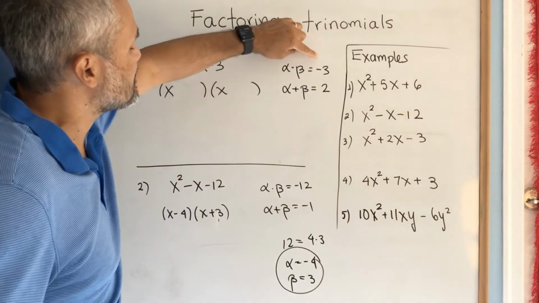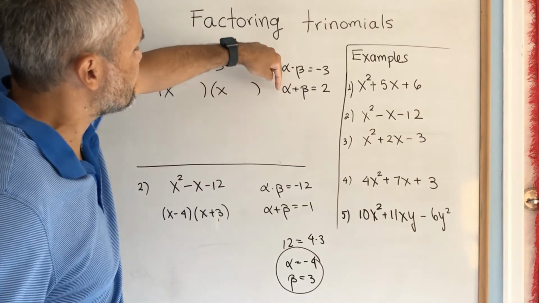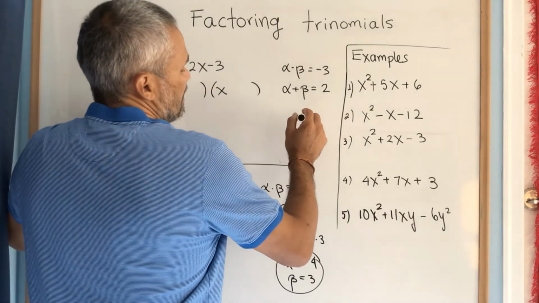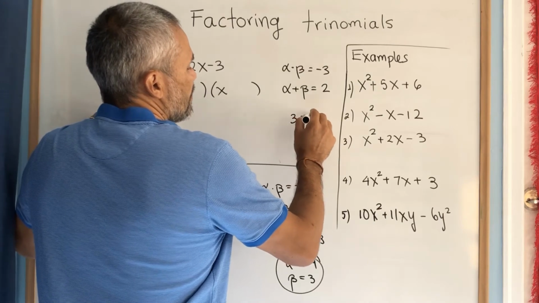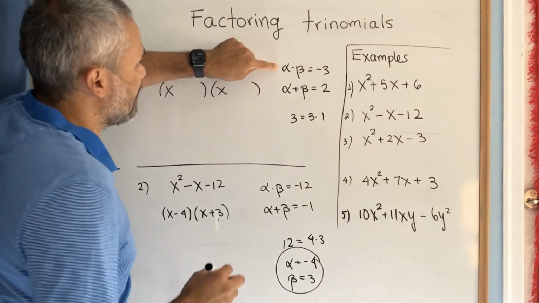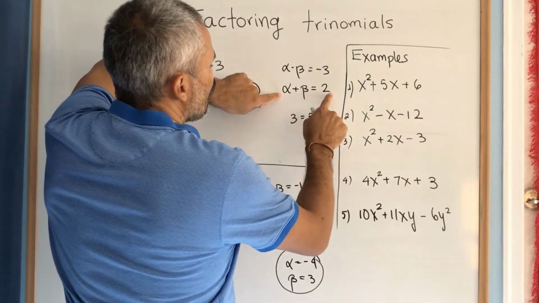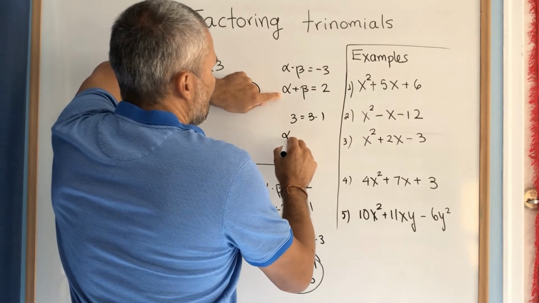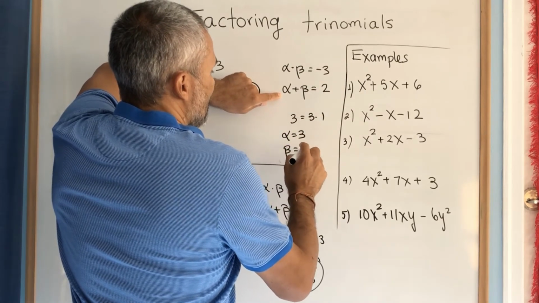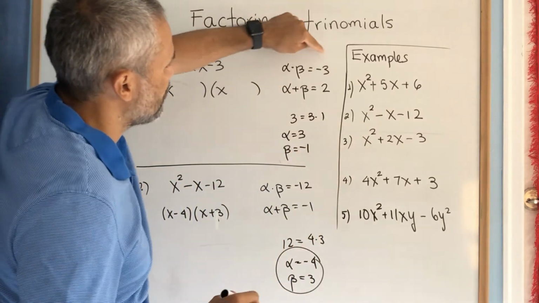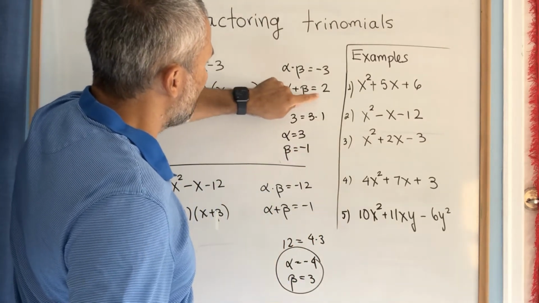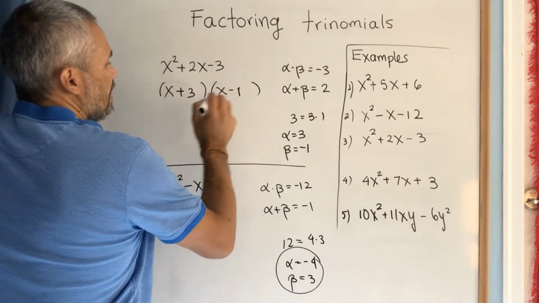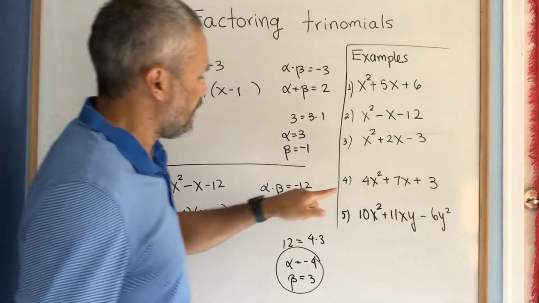Since the product is negative, one of them is negative and the other one is positive. And we want the product to be essentially 3. The only way we can write 3 is as 3 times 1. We want the sum to be positive and they must have different signs. Then we can take alpha equal to 3, beta equal to negative 1. Then the product is negative 3 and the sum is positive 2. Then we have x plus 3 times x minus 1.